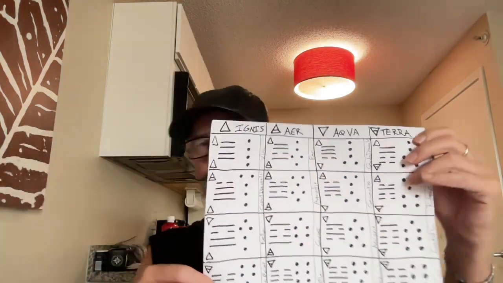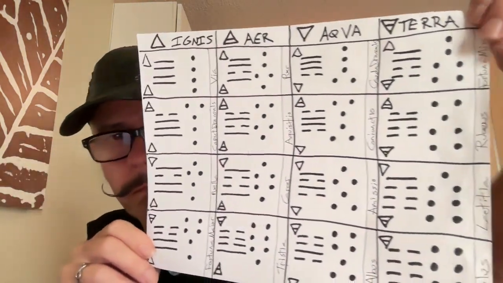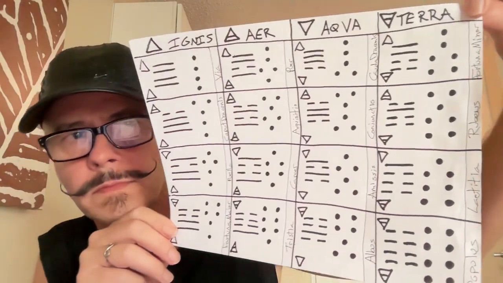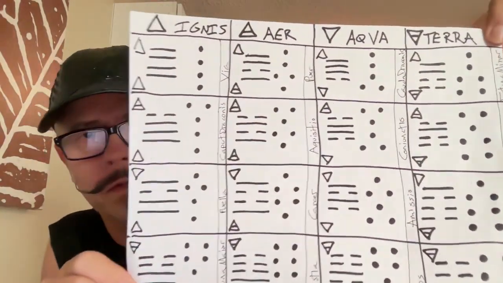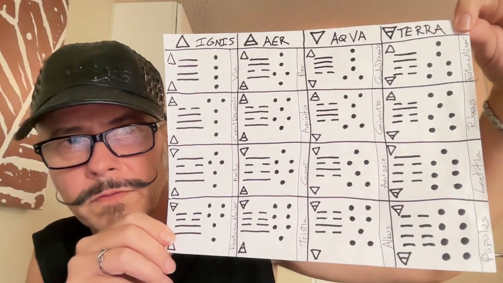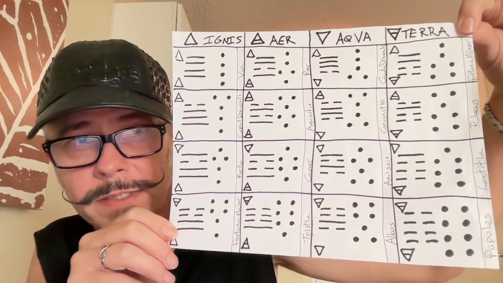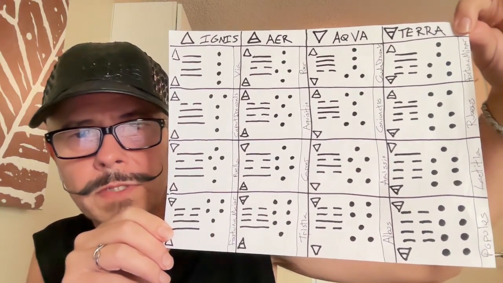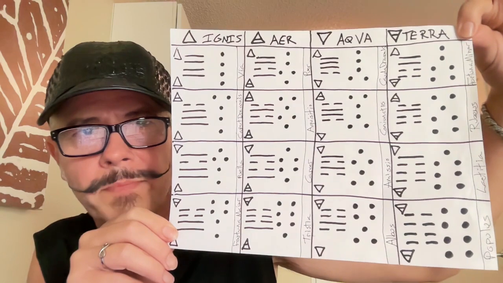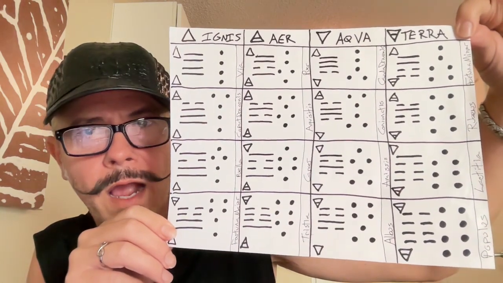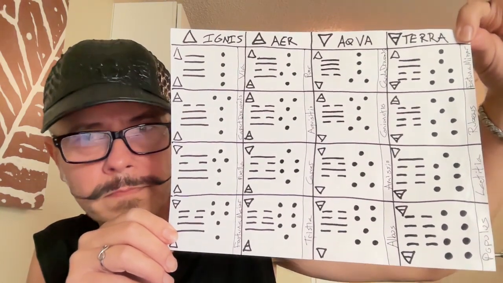Okay, next, pretty tough subject here. Not really, but maybe slightly involved, that is, evolved too. But here we have the four elements at the top: ignis, air, aqua, and terra.